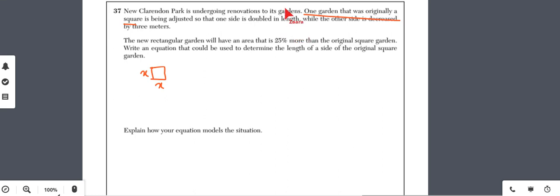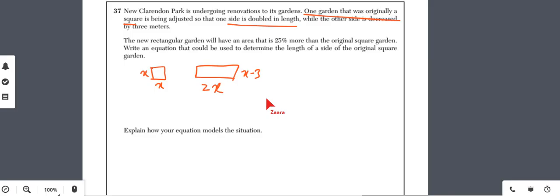It's been adjusted so that one side is doubled in length. If its original length is x, then it will become 2 times x, right? So one side has been doubled in length. And the other side is decreased by 3 meters. The other side was x initially. Now it has been decreased by 3 meters, so it will become x minus 3. Is it clear?